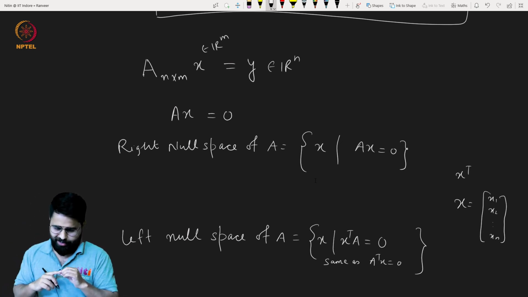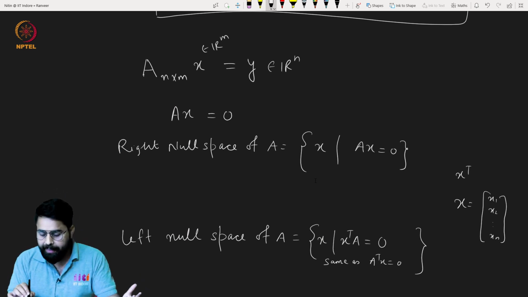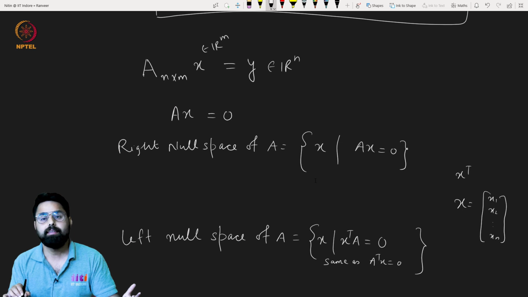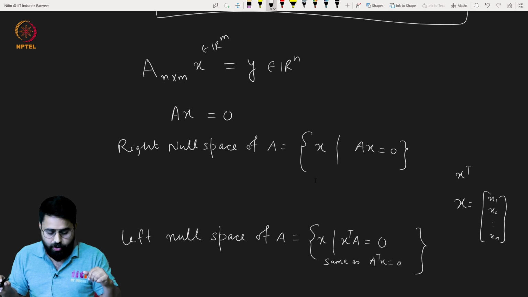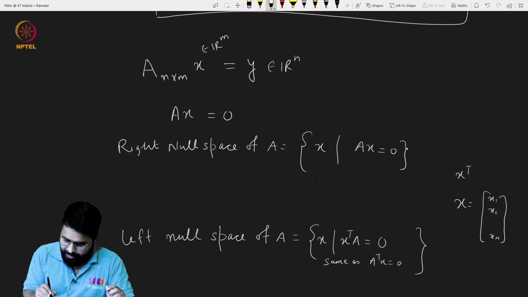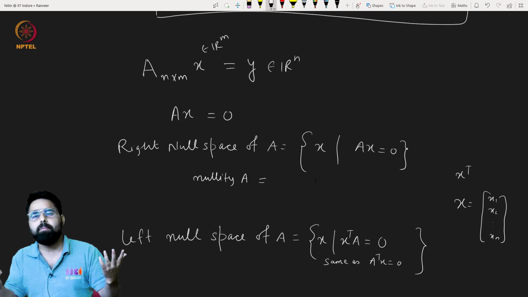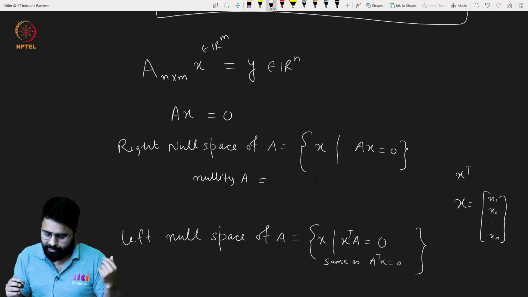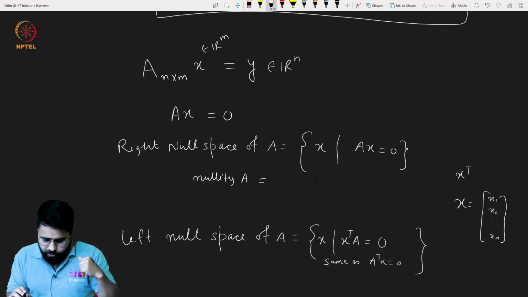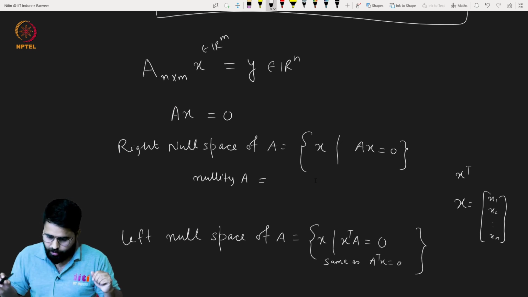Now why am I interested in all this? I want to find the maximal number of linearly independent vectors out of this set. The number of vectors in that maximally linearly independent set we call the nullity of A. Nullity of A is the number of vectors in the maximally linearly independent set of the null space. So this we call nullity. I am not writing it, so I hope you got what I said.